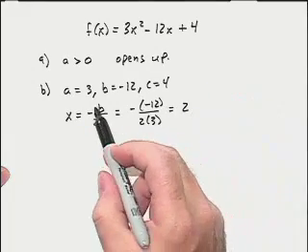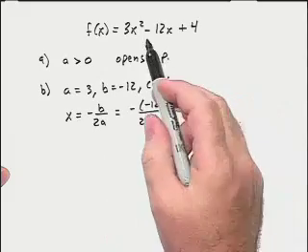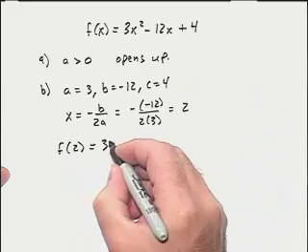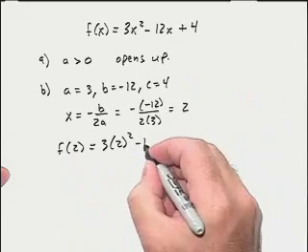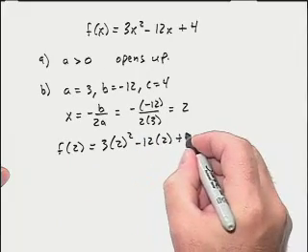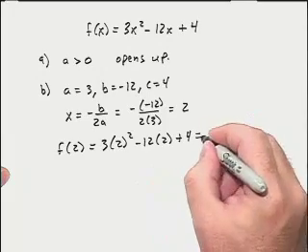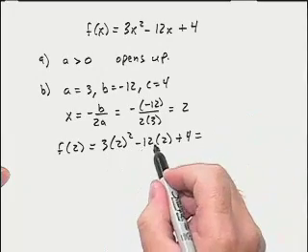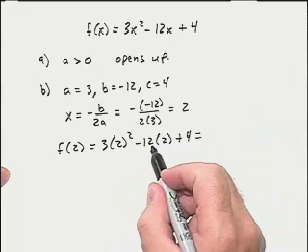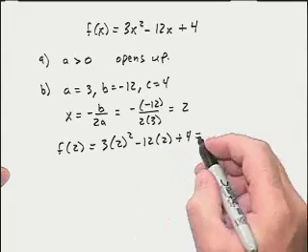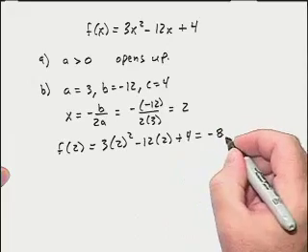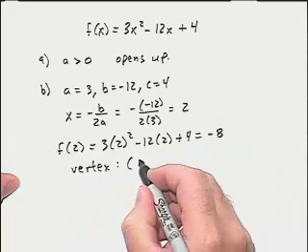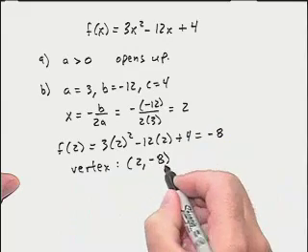We can find the y-coordinate of the vertex by plugging in x equal to 2 into our function. That is, we find f of 2. That's 3 times 2 squared minus 12 times 2 plus 4. 2 squared is 4. 4 times 3 is 12. 12 times 2 is 24. 12 minus 24 is negative 12. And negative 12 plus 4 gives us negative 8. So the vertex is 2, negative 8.